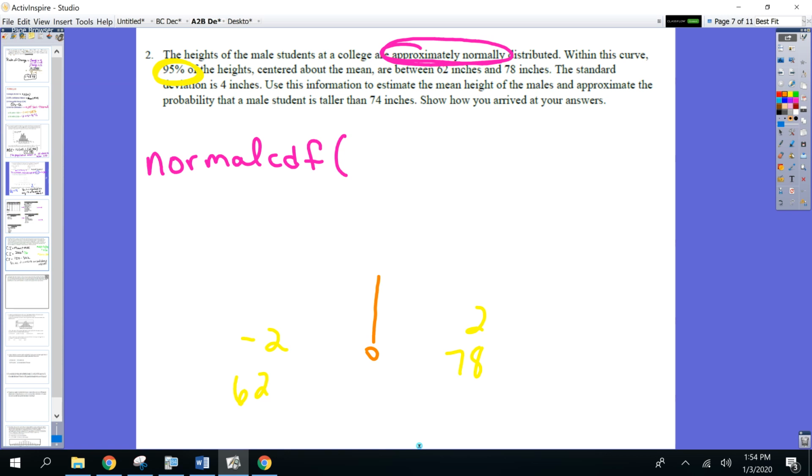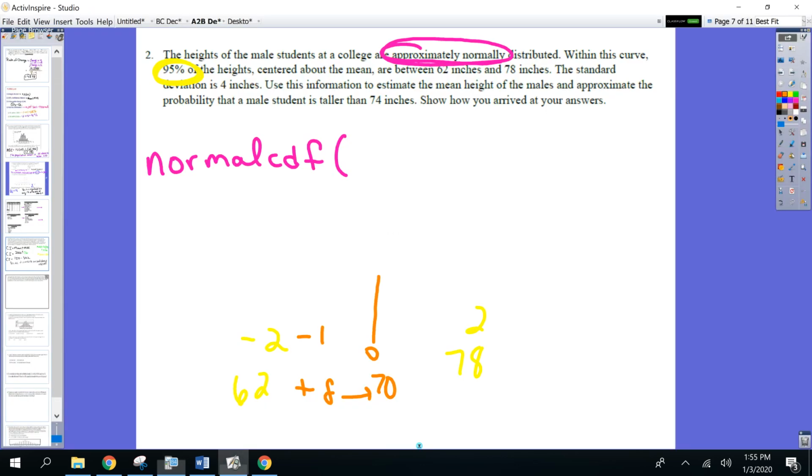Okay, so let's say we're going from 62. How do I go from 62, at -2, to 0? Add the standard deviation, 4. If you add 4, that gets you to -1. Add it again, you're at 0. So yes, I'm adding 8. So what's your mean? 70. That I can plug in the calculator now.